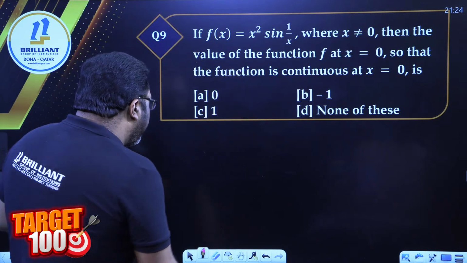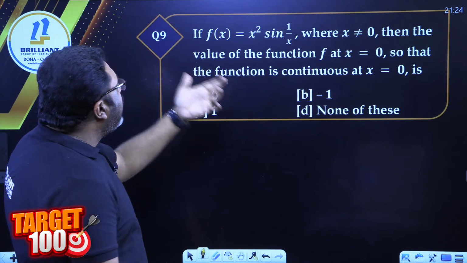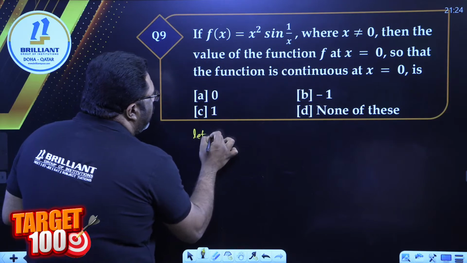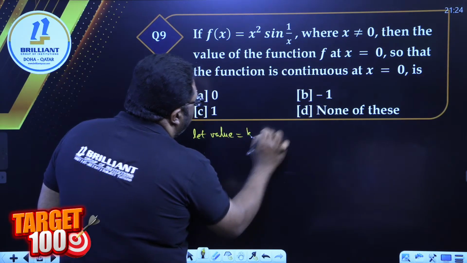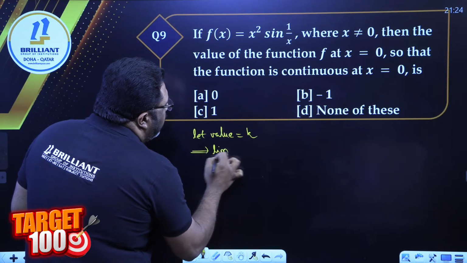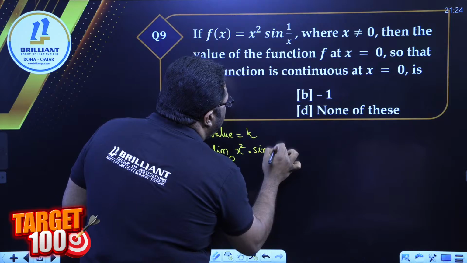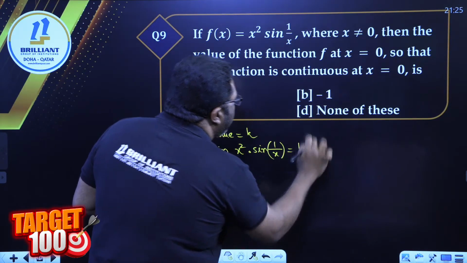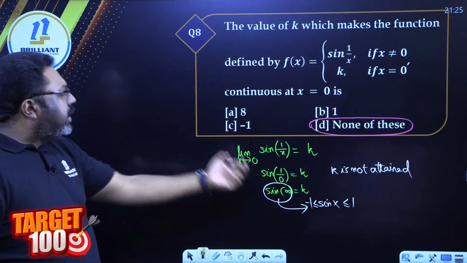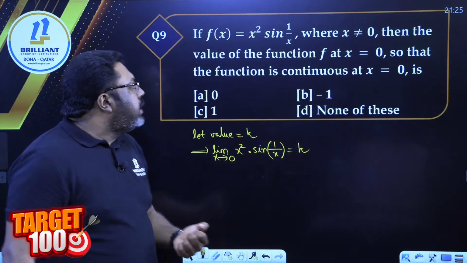A very similar question, but this is slightly different. They are saying that this function is continuous at x equal to 0. Yes, then what is the value of this function? Let's again say, let the value equal to k. Again, let us assume that the value is equal to k. That implies when x approaches 0, x squared into sine of 1 by x equals k. Yes, very similar question, but the difference between the previous question and this question is that the previous one is simply sine of 1 by x, but this is x squared into sine of 1 by x.